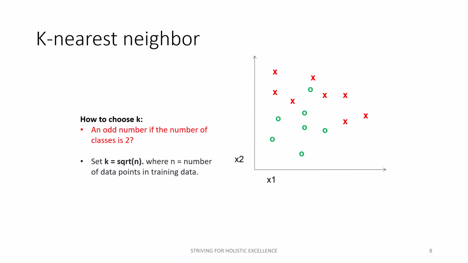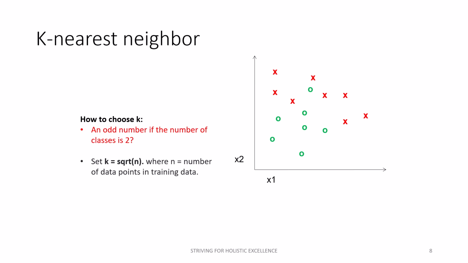Now there could be a question that might have popped up in your mind: why are we using only odd numbers for k? I started with k equal to 1 nearest neighbor, and then k equal to 3, and then k equal to 5. So why did I skip even values? Why did I skip 2 and 4?